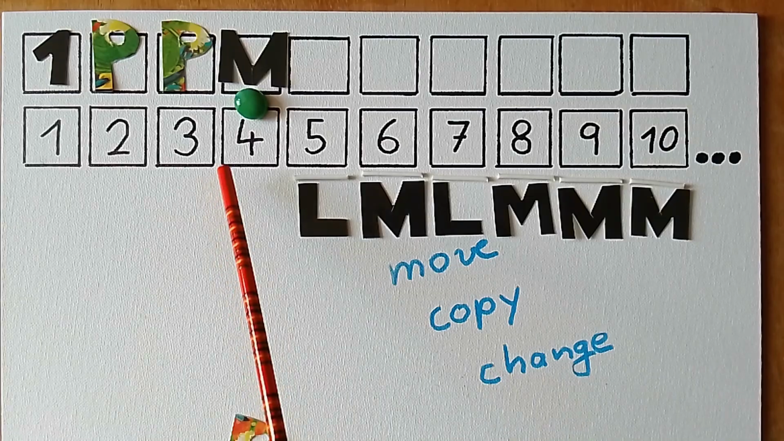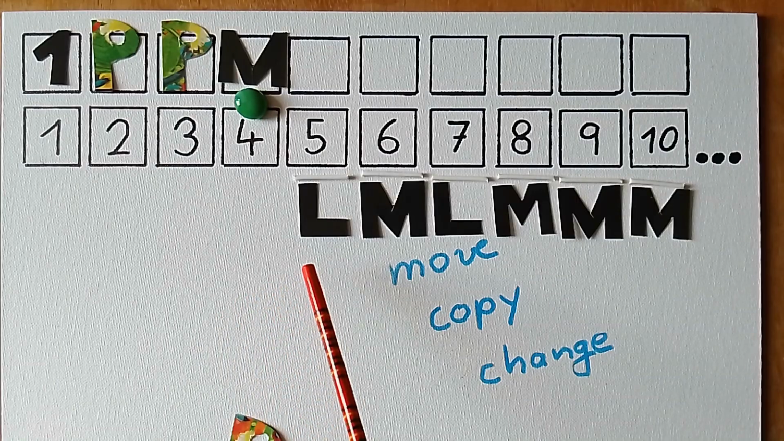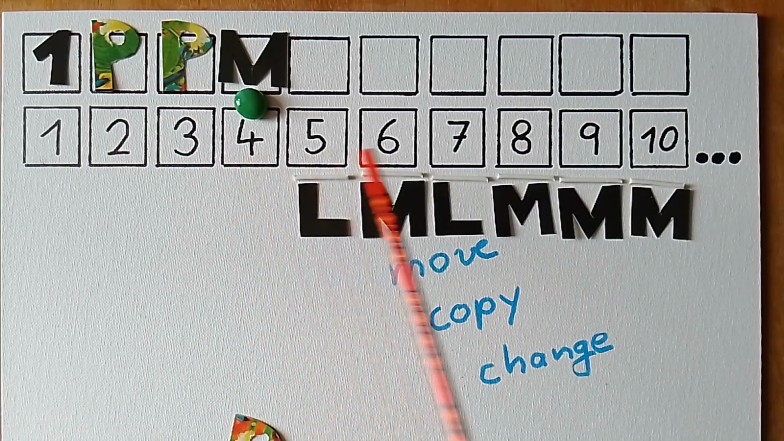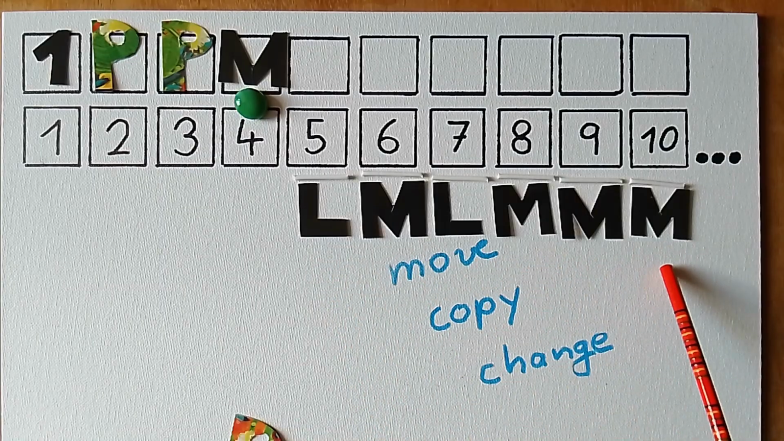And from the standpoint on 4, the pattern for all natural numbers greater than 4 is L, M, L, M, M, M. And so on and so forth.